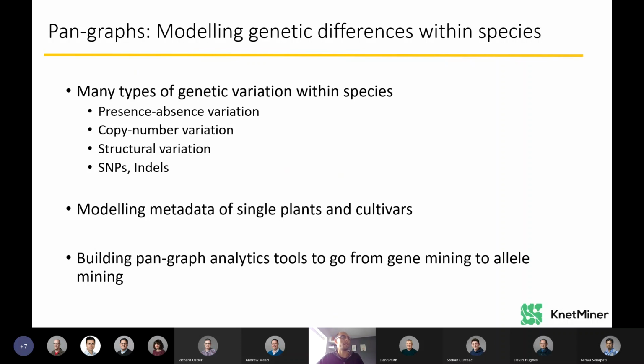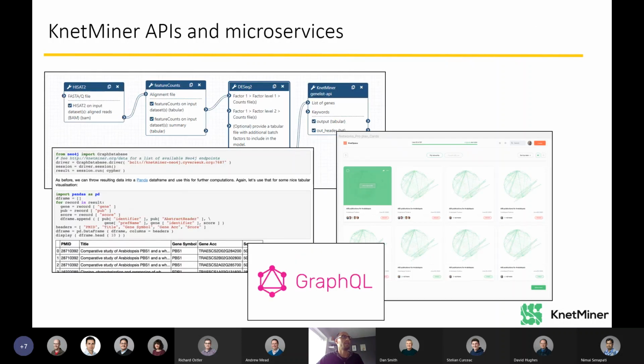So I think understanding how to model it properly is key, but then also building the pan graph analytics tools to help scientists to go from gene mining to actual allele mining, which is the next big challenge. So these are two important areas.